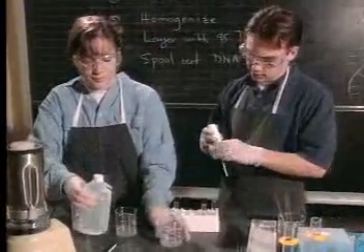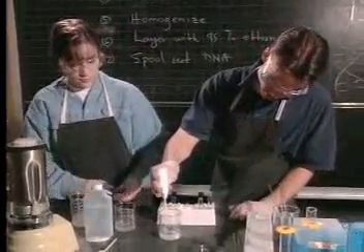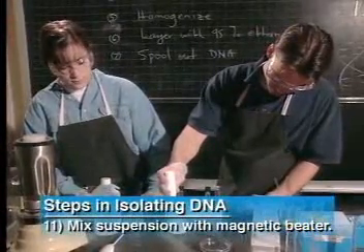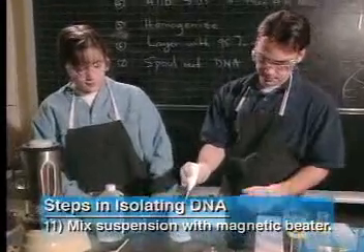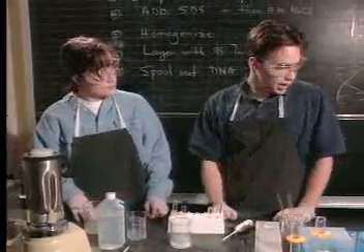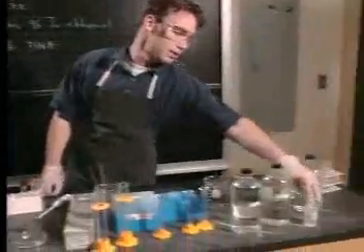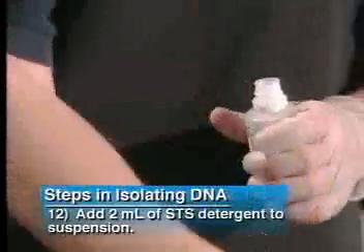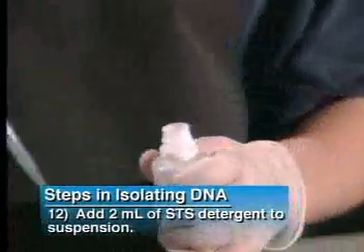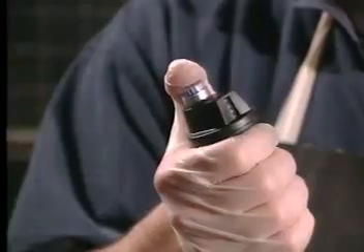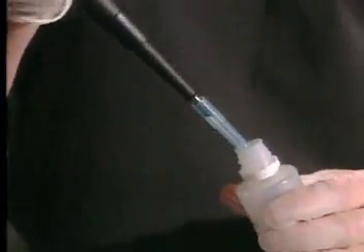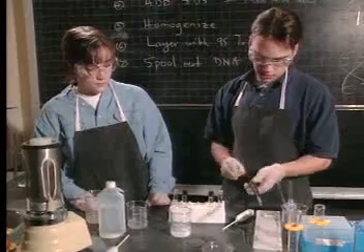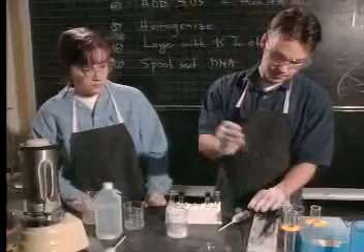Okay, now I'm just going to mix it really good. Okay. Now, I have to add some SDS detergent to break the cell envelope. Just going to take this SDS, use this plunger, two milliliters in there. And what we're going to do, take a glass rod and stir it up.